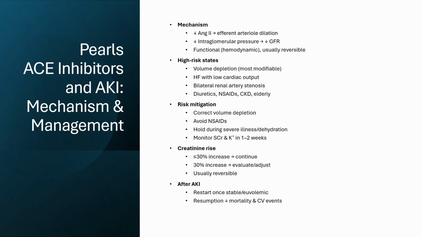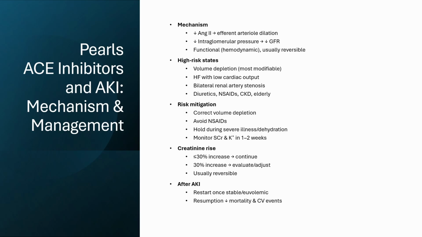ACE inhibitors can cause acute kidney injuries, but let's review why this can occur, how we can mitigate the risk, and find out if we should discontinue a patient's ACE inhibitor after an acute kidney injury has occurred. The reason ACE inhibitors can cause acute kidney injury is because they reduce intraglomerular pressure, essentially reducing the kidney's ability to filter.